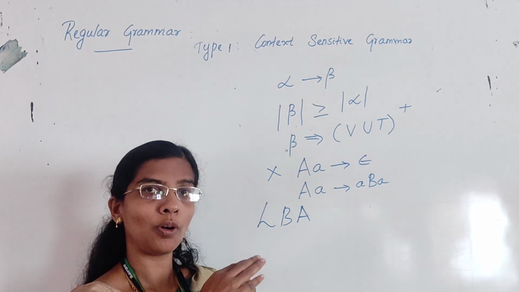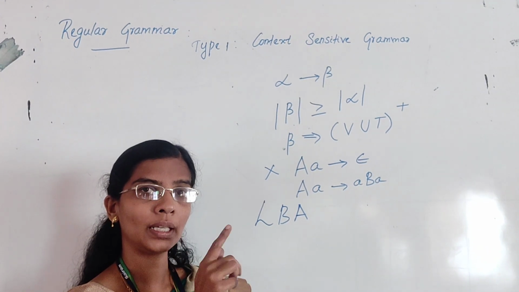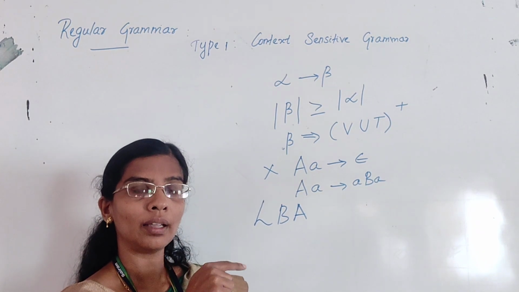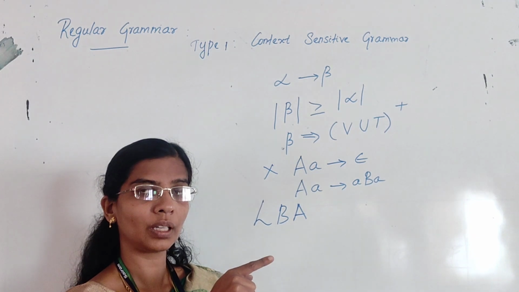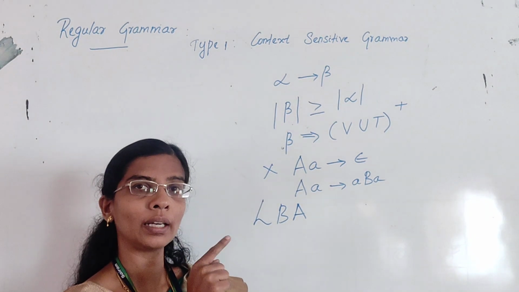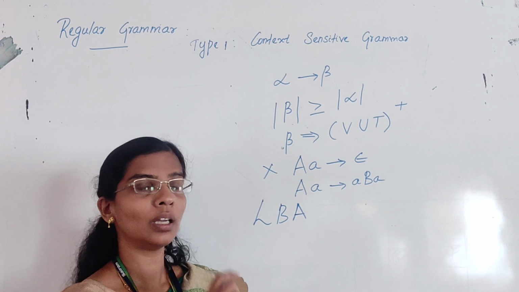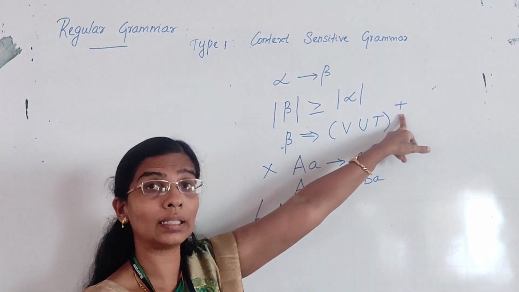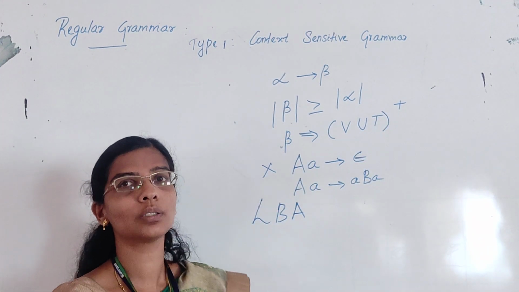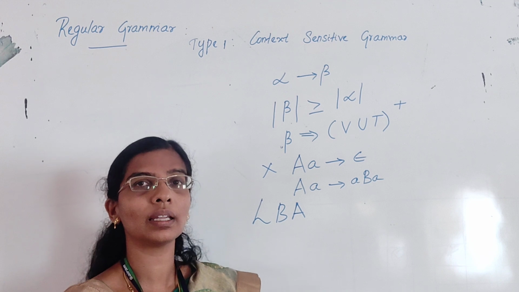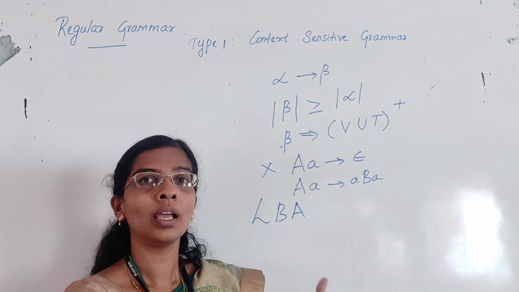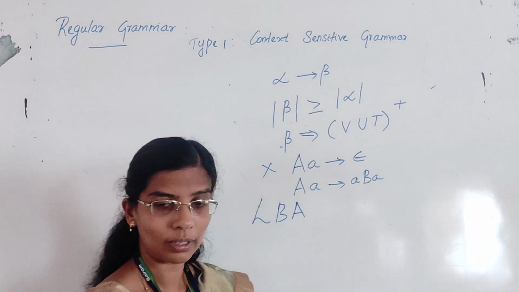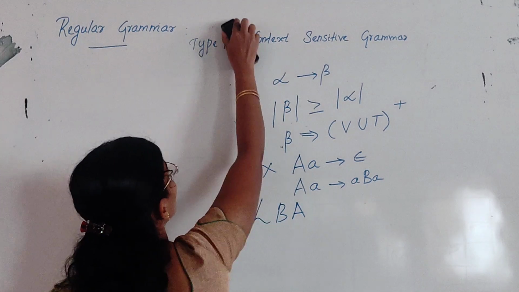Here also the form is alpha tends to beta, but there is a condition in the length of beta. Length of beta should be greater than or equal to length of alpha. At the same time, how can I form beta? I can form beta using variables and terminals, but for at least one occurrence. That is, I cannot have epsilon in the RHS. Next is type 2 grammar.